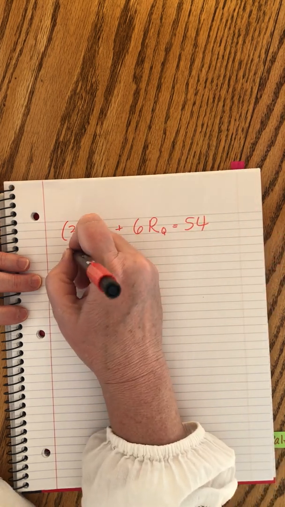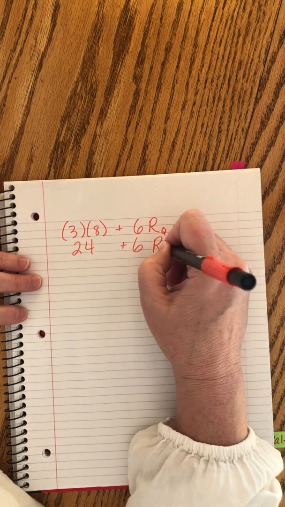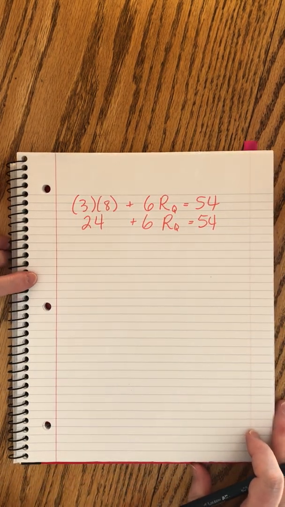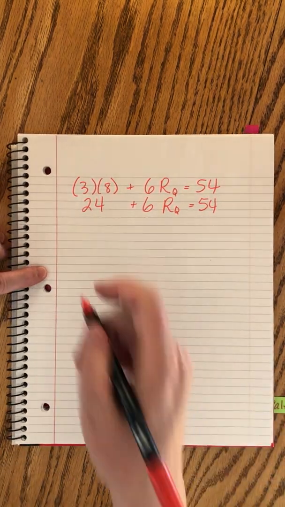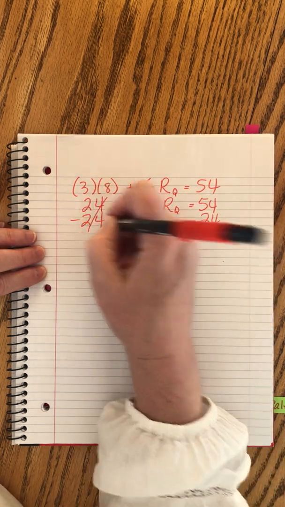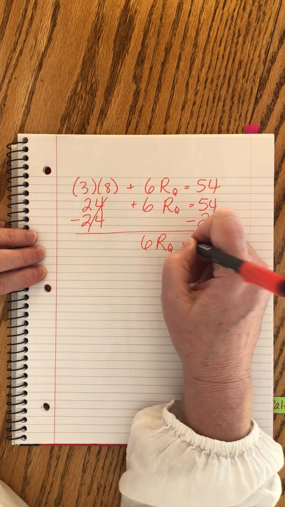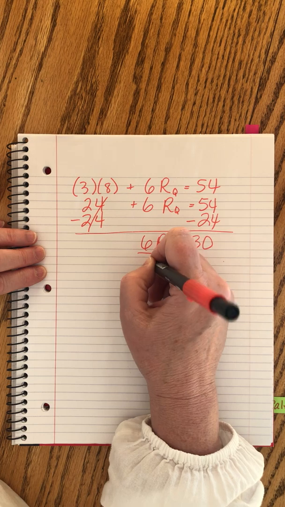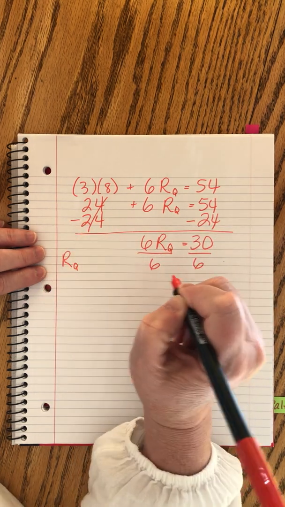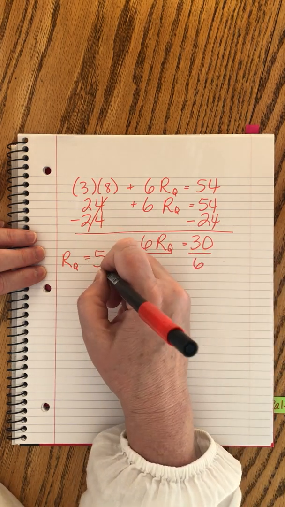And then we can multiply this, right? 24 plus 6 RQ equals 54. Swim our little plain number fishies, right? That's gone. 6 RQ equals 30. Thank you, John. So the rate of the Queenie equals 5, and we can put a unit on it.